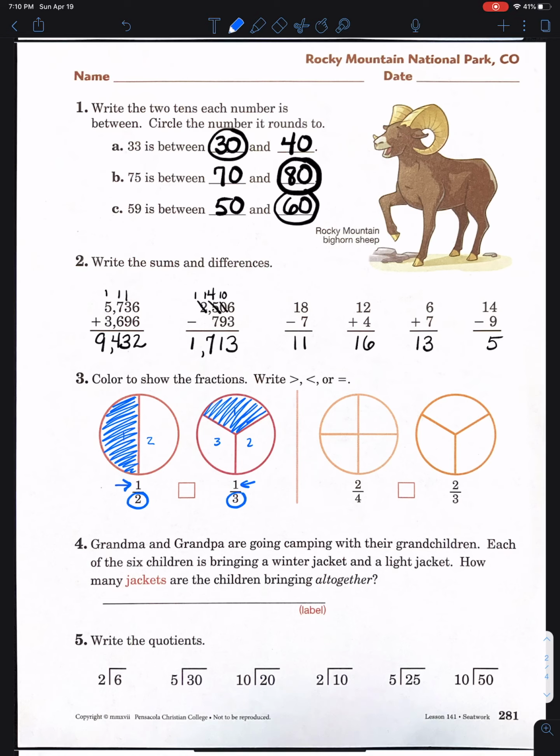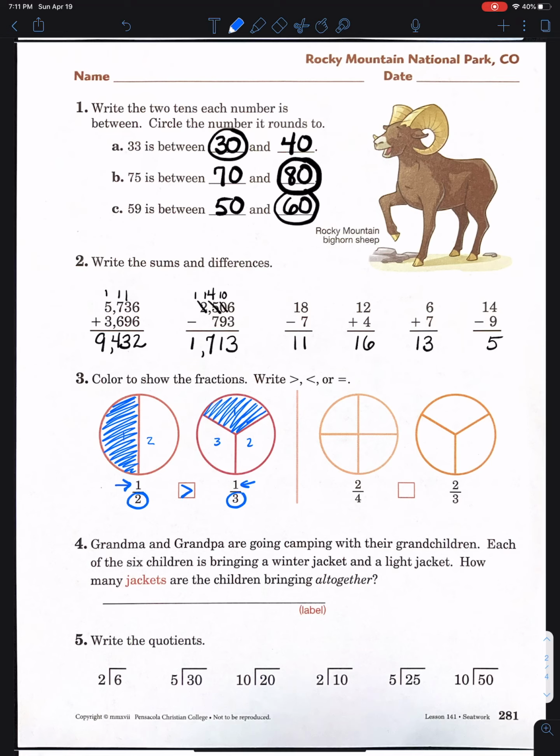Okay, now look at the part that you colored. Is 1/2 bigger, or is 1/3 bigger? If you were having a pizza, would you be having more if you were having 1/2 of the pizza, or 1/3 of the pizza? The answer is 1/2 of the pizza. 1/2 is greater than 1/3.